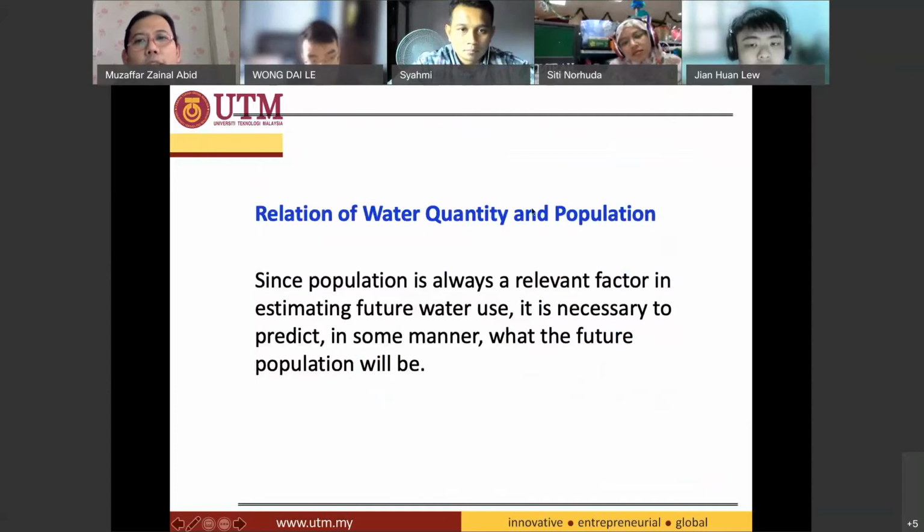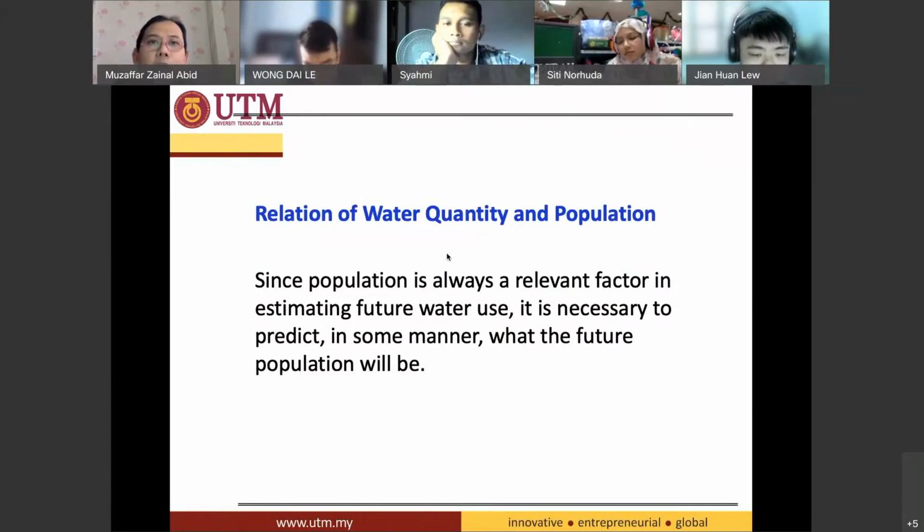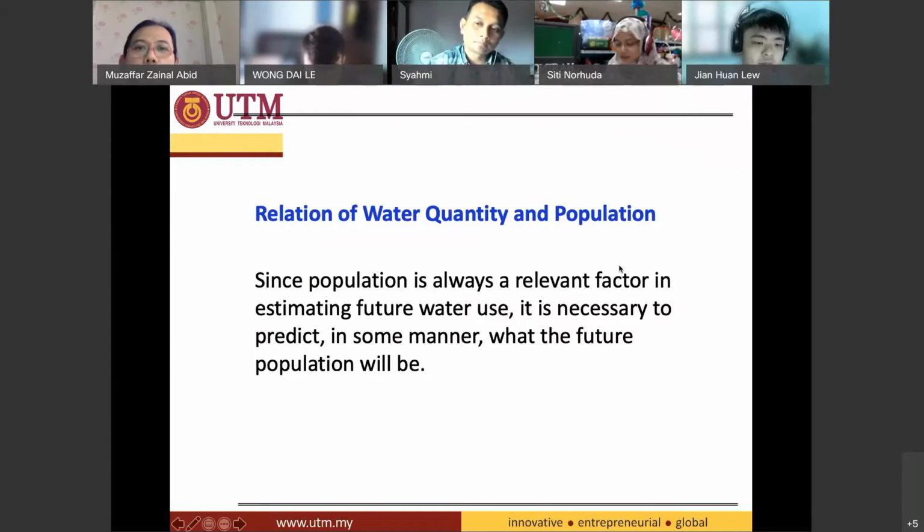relation of water quantity and also population. So how do we relate? Let's say if you want to treat water, you need to know the amount of water to be treated. And definitely, in order for us to estimate the water quantity, you need to know the population. So how do we estimate the quantity needed?